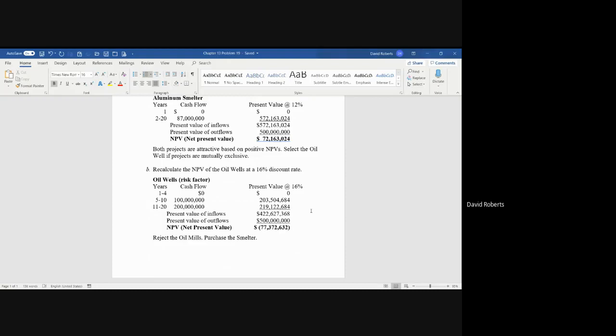But in this case, you would reject the oil wells and purchase the smelter, because the smelter has a positive net present value, and at the higher discount rate, the oil wells do not have a positive number, and it's certainly less than the positive number of the aluminum smelter.